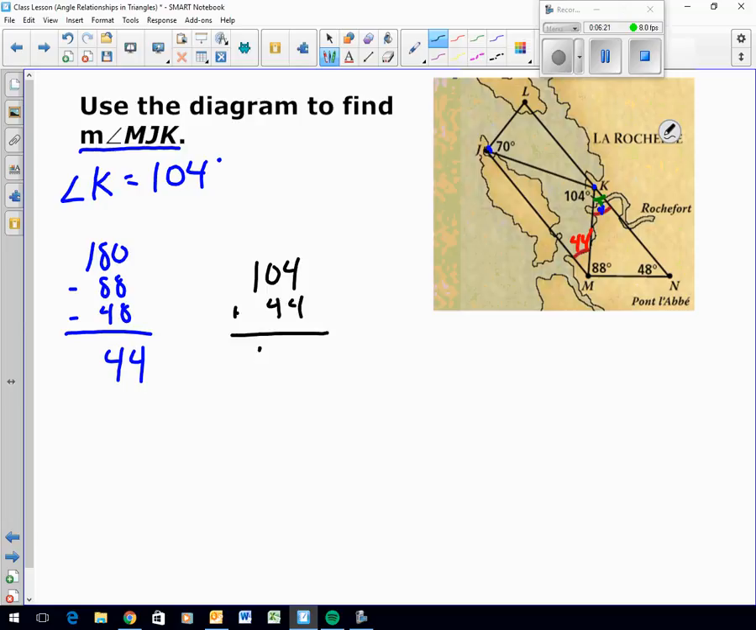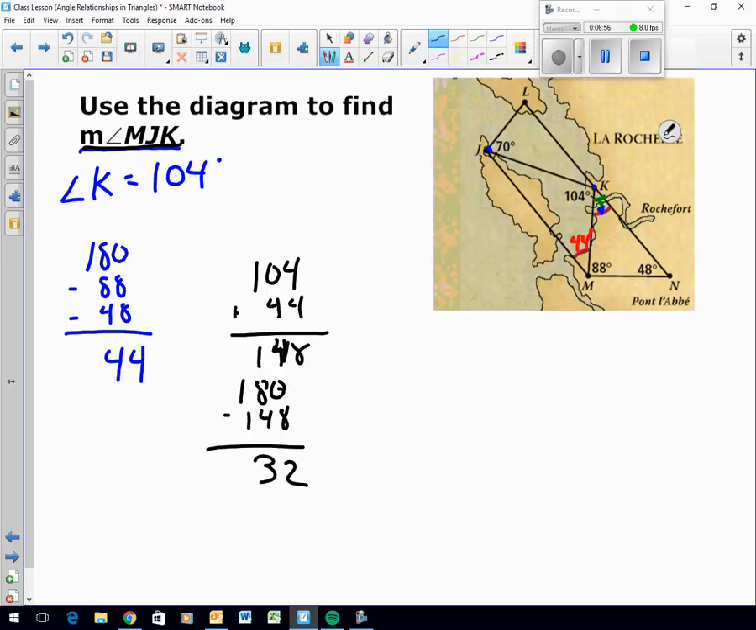What is the measure? You think the measure of MJK is 148? That's dead wrong. 180 minus 148. How much? 32. 32 degrees.